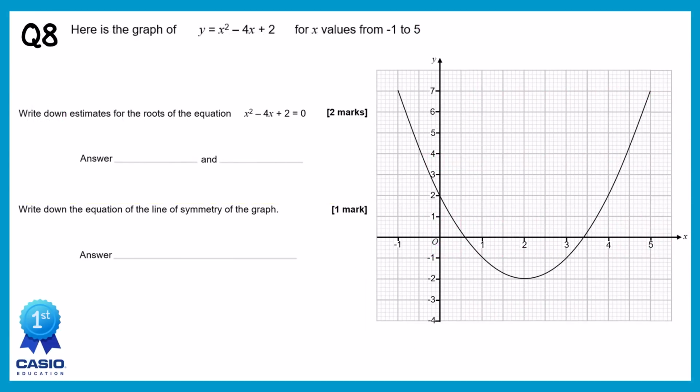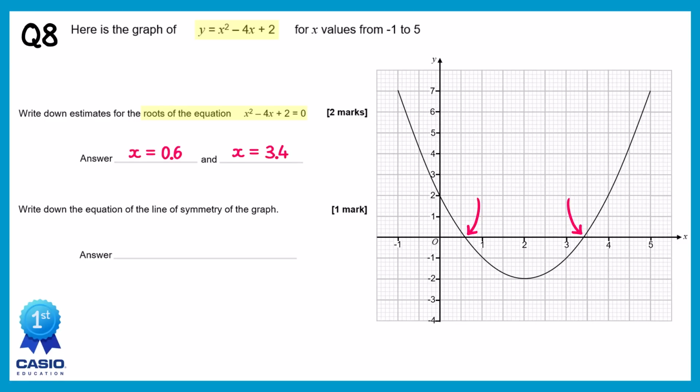In this question we've been given a graph and asked to find the roots of this equation. Since the equation of the graph here is exactly the same as the equation we're asked to solve, we can find the roots by looking at where it crosses the x-axis, which is in two places, here and here. We then just read off those x values and I make it x equals 0.6 and x equals 3.4.